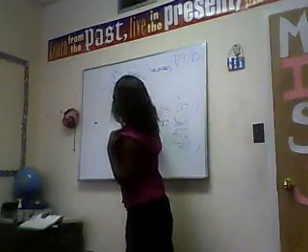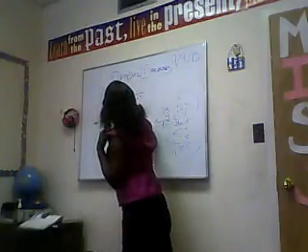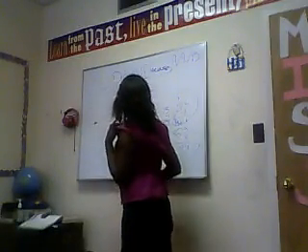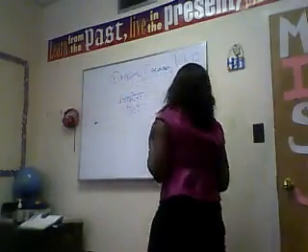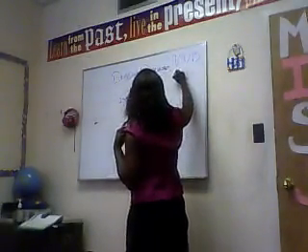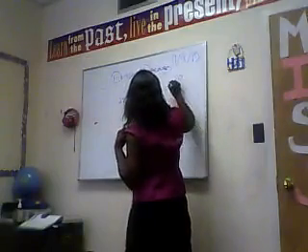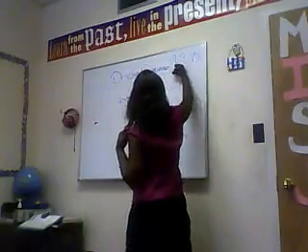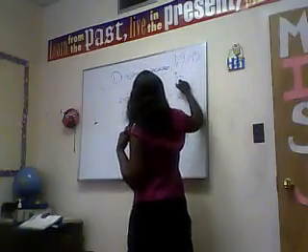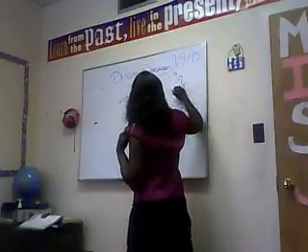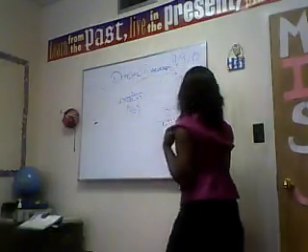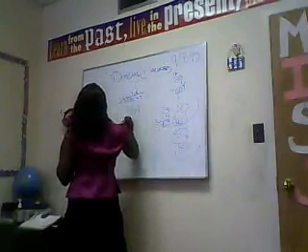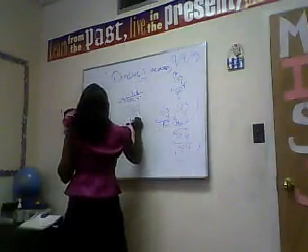20. What do I do now? Bring down the 0. How many times does 23 go into 204? 9 times. No, 8 times. Let's try it. Let's see what 23 times 9 is. So what number does it have to be? 8. 8 times 23 is 184. You subtract.